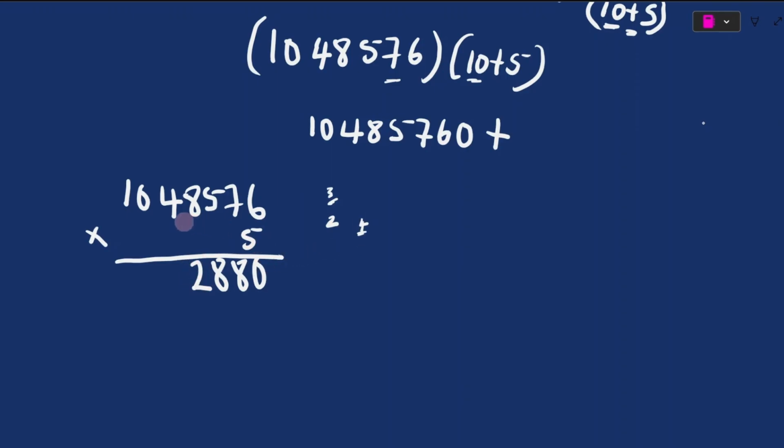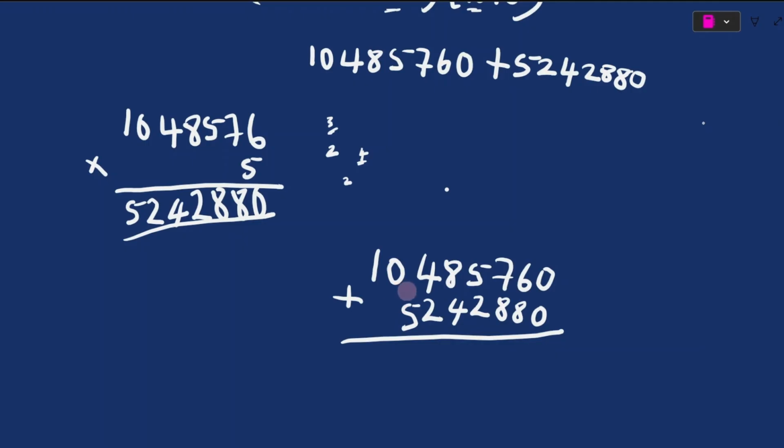When 5 multiplies 4, we have 20, plus 4, we have 24. So we write 4, carry 2. When 5 multiplies 0, we have 0 plus the 2 that is remaining, we write 2 here. When 5 multiplies 1, we have 5. And this is our answer. So we now add it here. 5,242,880. So let's add. Remember, we are asked not to use a calculator. That's why we are making use of this long addition.